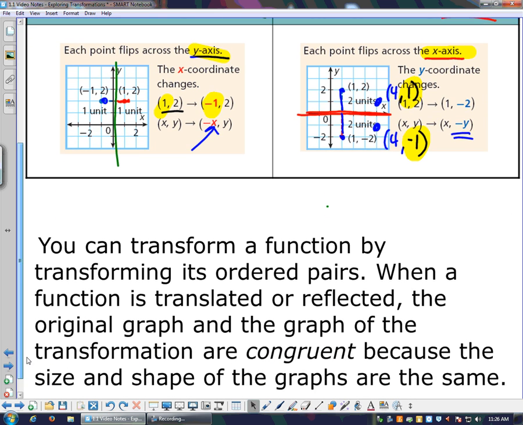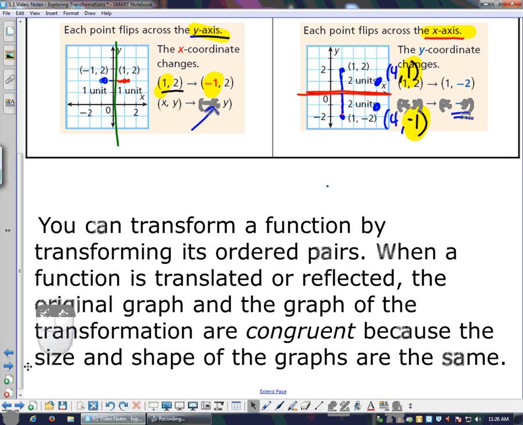All right, so when we talk about transforming a function, we're going to transform each of its ordered pairs. So when a function is translated or reflected, the original graph and the graph of the transformation are congruent. So again, there's a vocab word that you've had from last year. When we say they're congruent, we mean that they are the same size and shape as each other. So by doing a transformation, we're going to keep the same size and shape, just shift where it is on our graph.